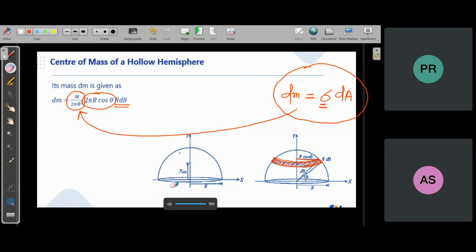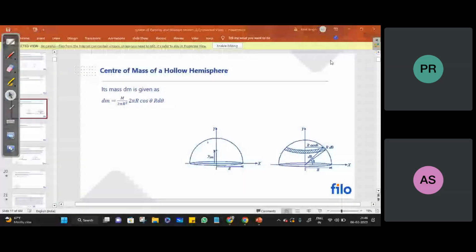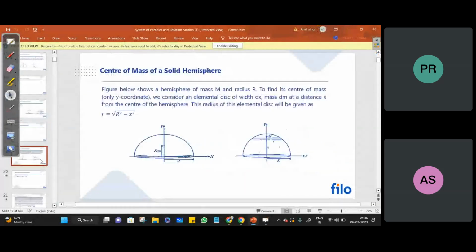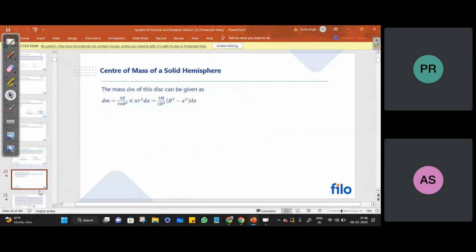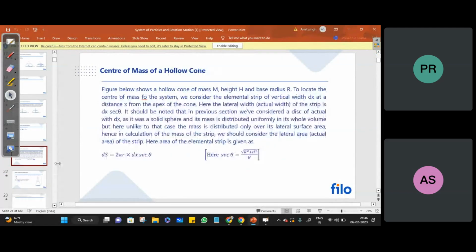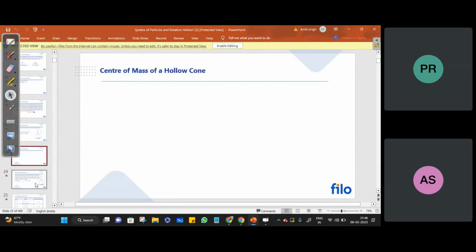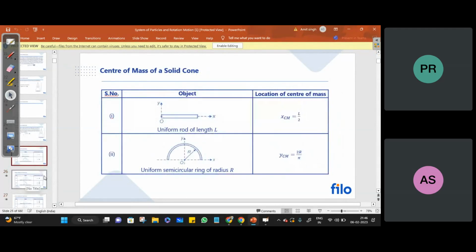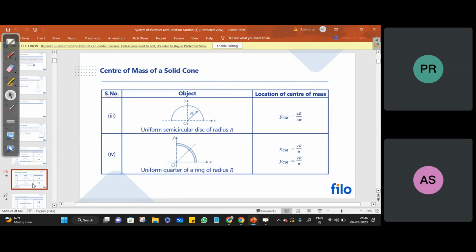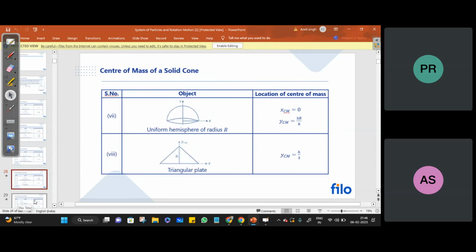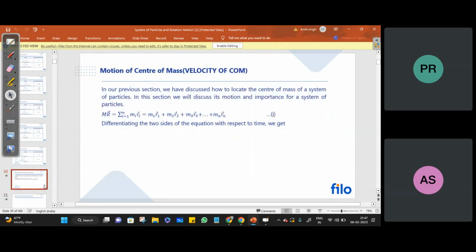Okay, so I'm skipping this because ultimately you have to go through the derivation in your Narayana book, it will be given. Only integration is there, follow the process. Ultimately, remember all the values. For rod, it is here. For ring, it is here. So for different bodies, the center of mass final result you have to remember, and you also should know the derivation. Now the next is motion of center of mass.